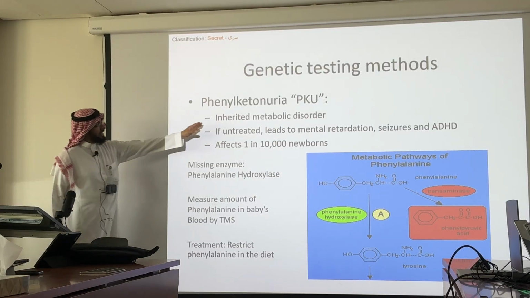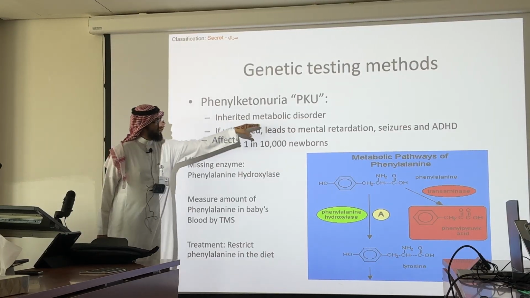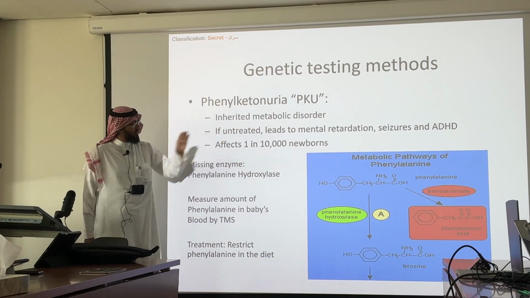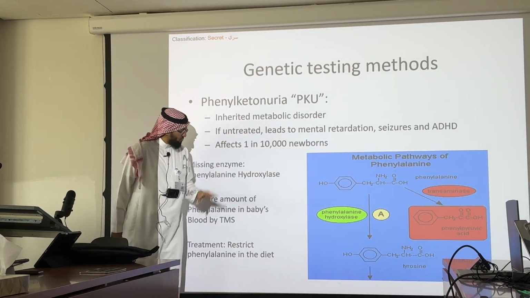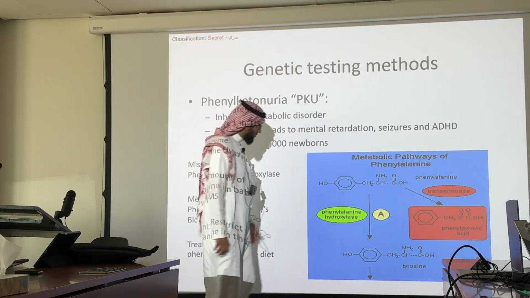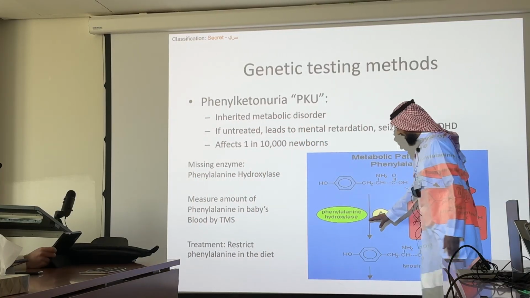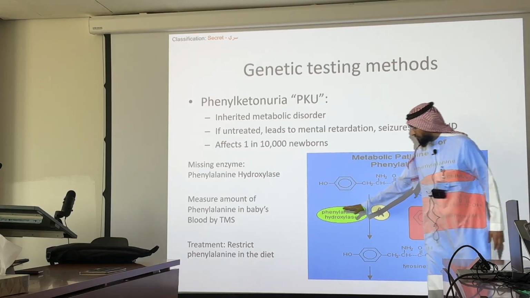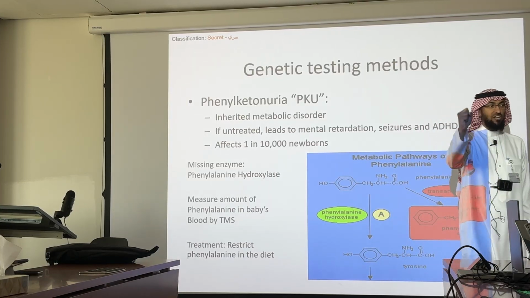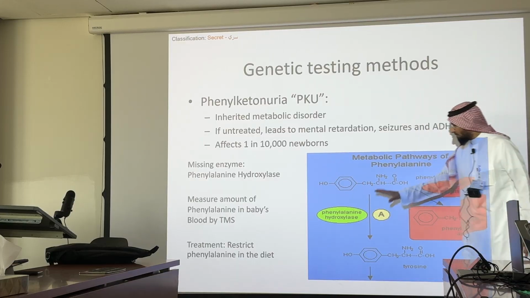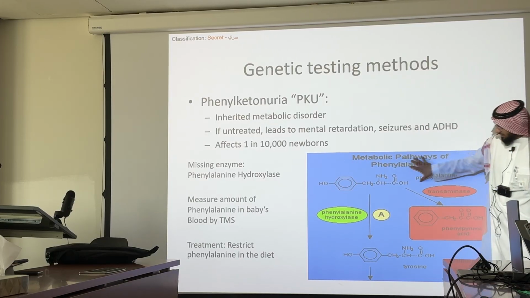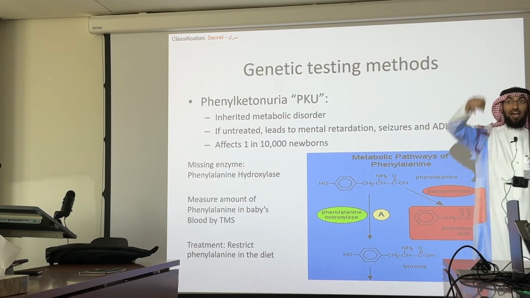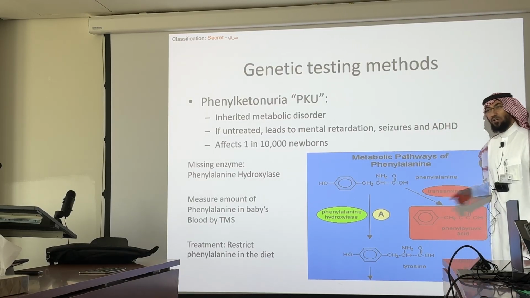So phenylketonuria is an inherited metabolic disorder. If untreated, it leads to mental retardation, seizure disorder, and attention deficit. It affects 1 in 10,000 people. The whole idea is that phenylalanine hydroxylase is deficient. This enzyme is deficient because the gene responsible for this enzyme is mutated. It's not functional. You don't have the enzyme, so the phenylalanine will accumulate. You will see it in the tandem result as a huge peak compared to the normal.